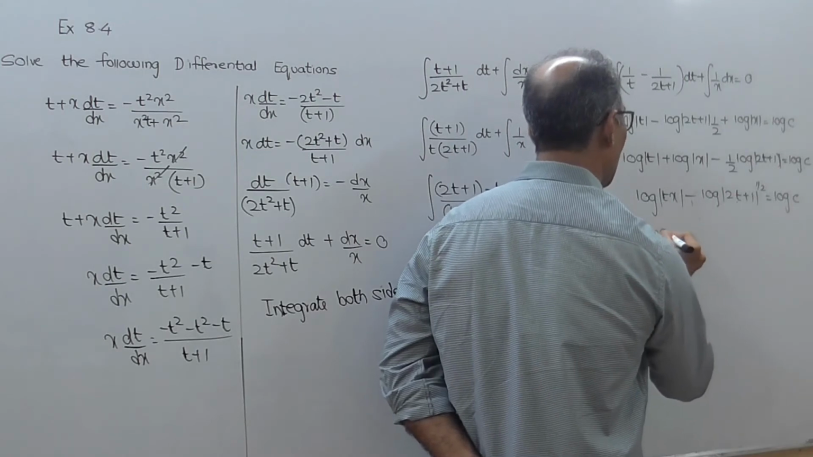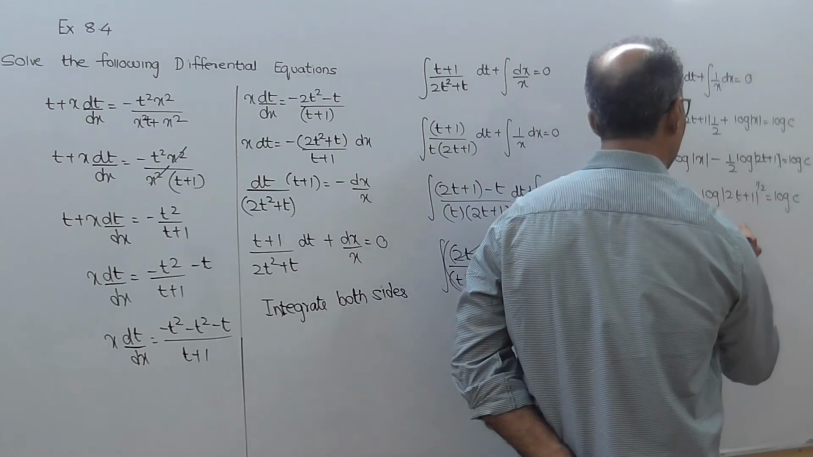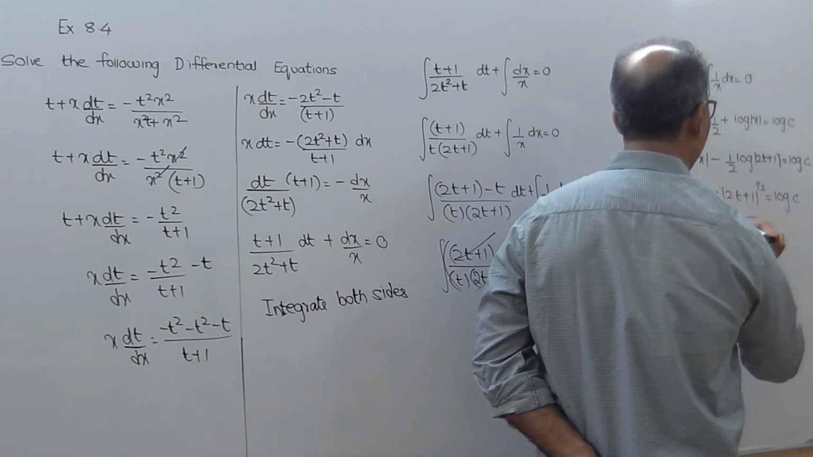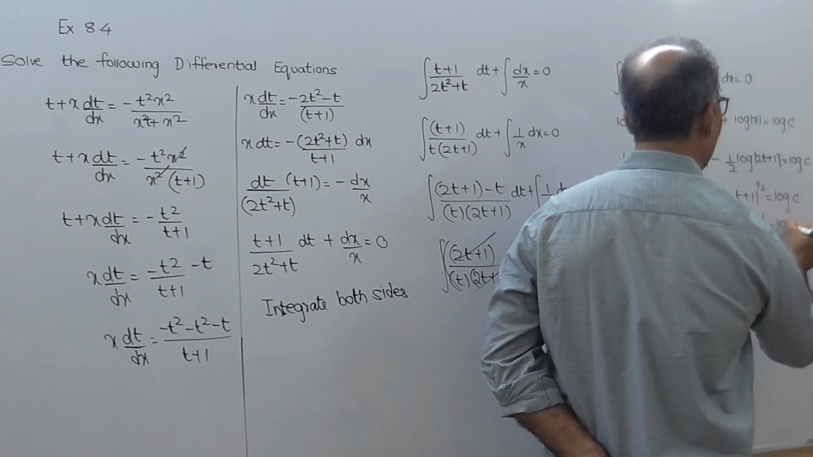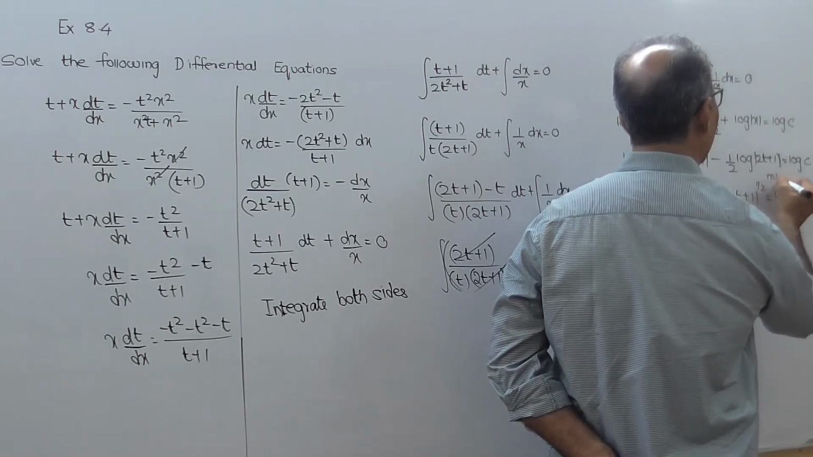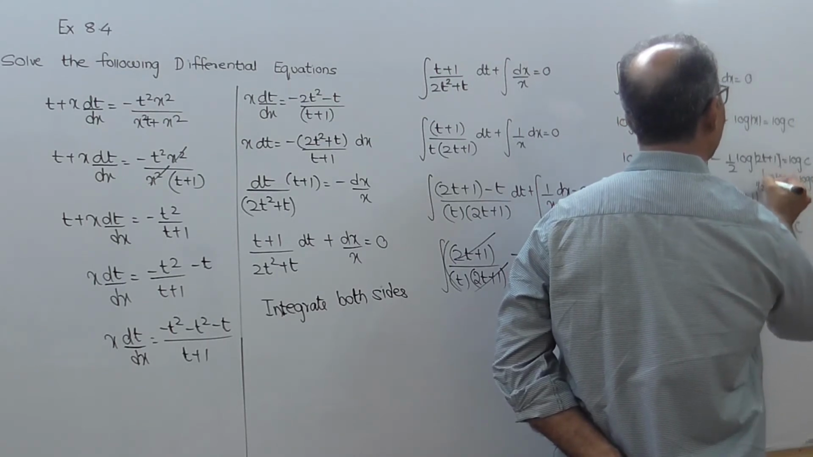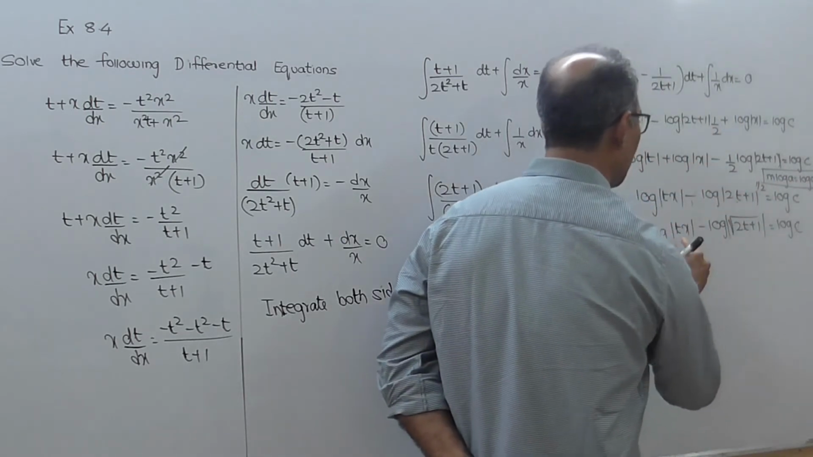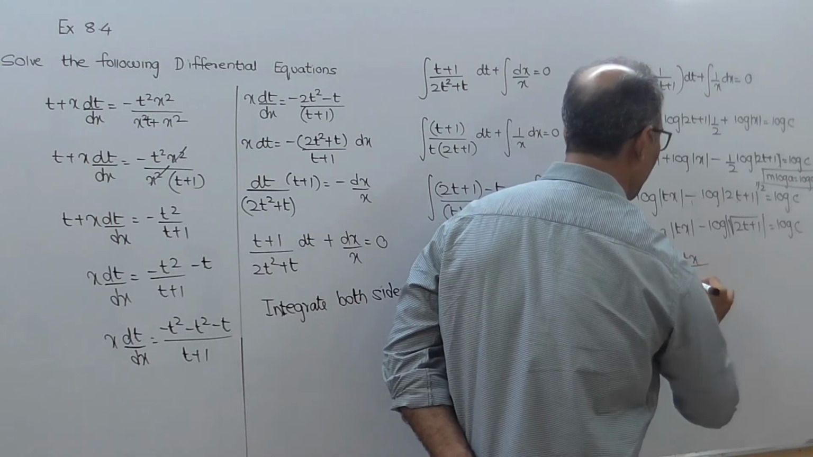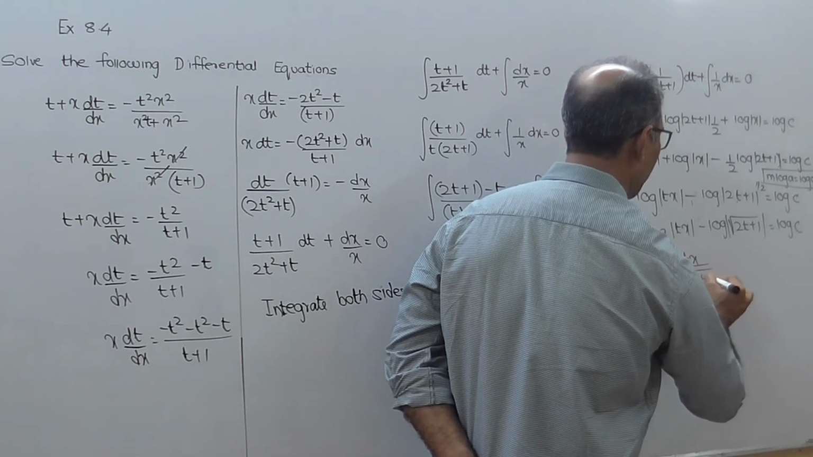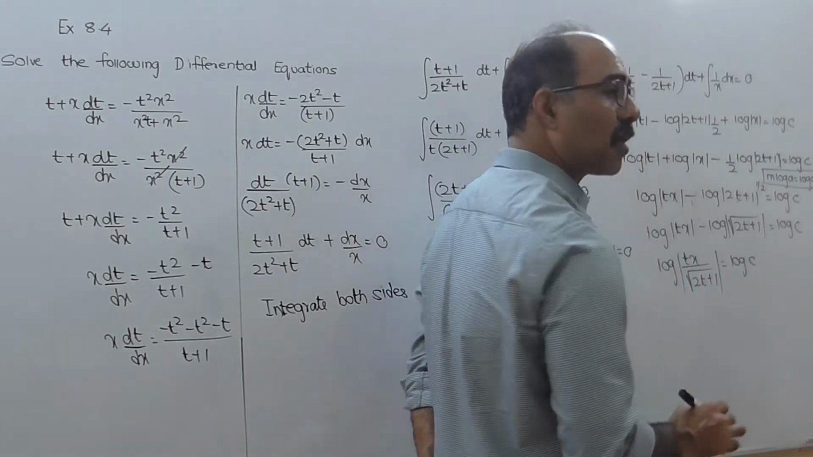So this is log modulus tx minus log of anything raised to half, which is root 2t plus 1, equal to log c. Write a formula here: m log a equals log of a raised to m. Okay, so this is now log a minus log b. Log a minus log b, I hope you know the formula, it is log of a by b. That is equal to log of c.